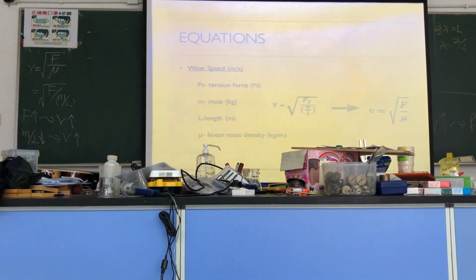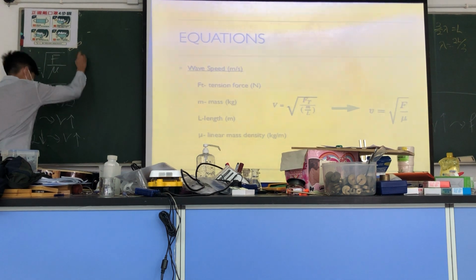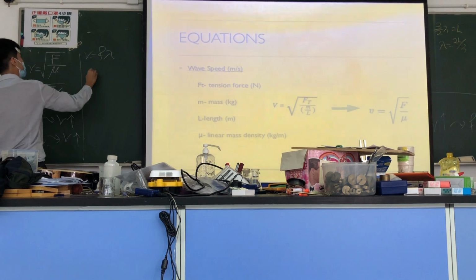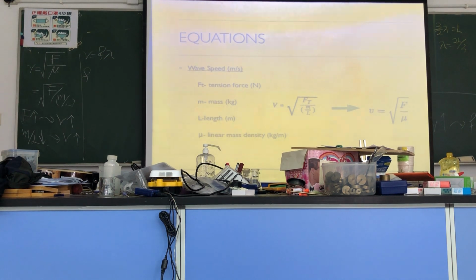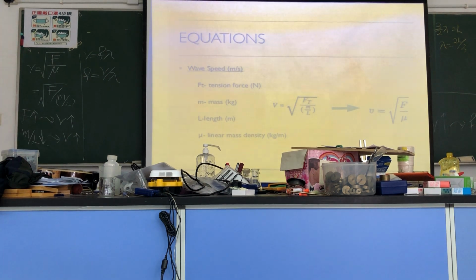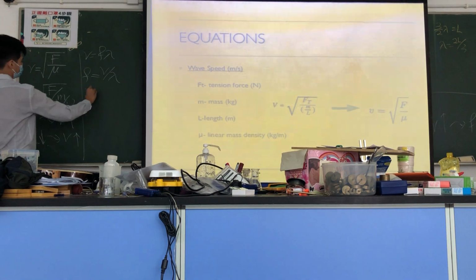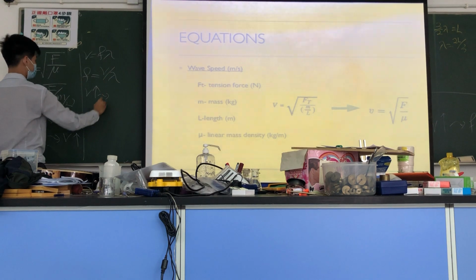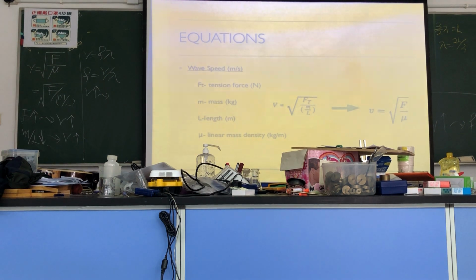And now how can we link the velocity with the frequency? Yes, v equals f lambda. So since v equals f lambda, f equals v over lambda. In this case, it's easier to see that if the velocity increases, the frequency increases.